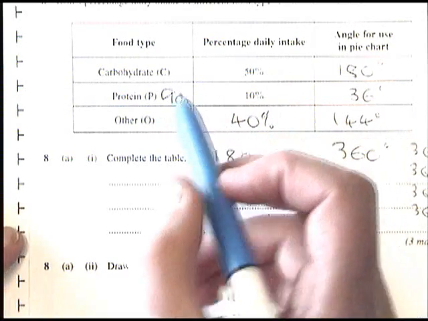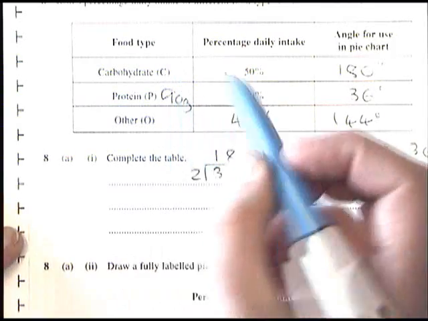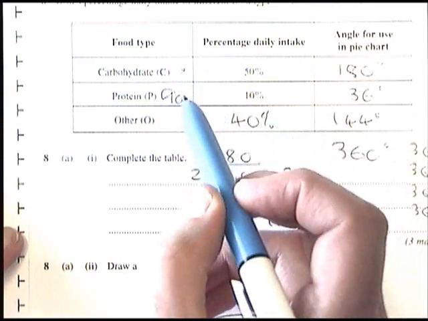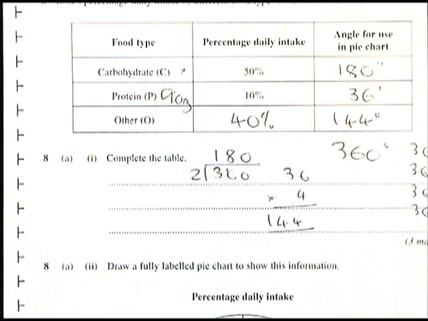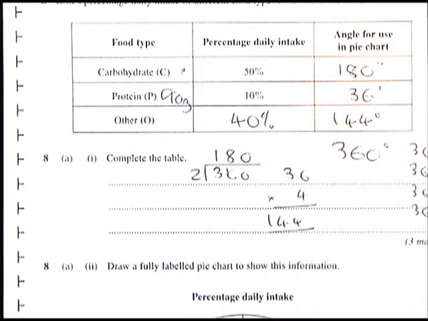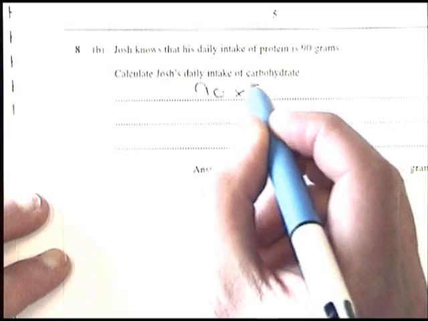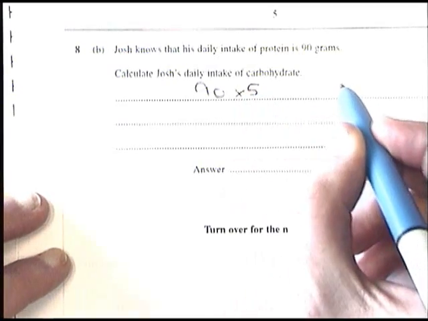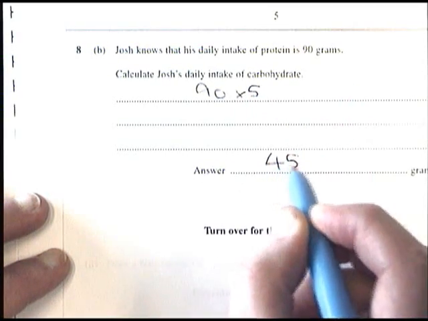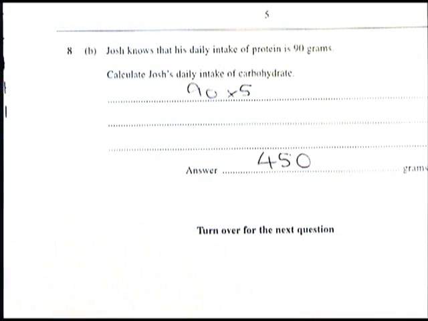Sorry, I'll say that again. Josh has 5 times as much carbohydrate as he does protein. So to work this number out here, I've got to do the 90 times by 5. Because the carbohydrate number is 5 times as much. So my working out will be 90 times by 5. So 9 5s are 45. 90 times by 5, an extra naught, will be 450. The answer there, 450 grams.